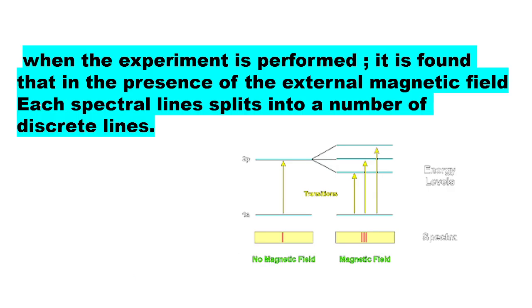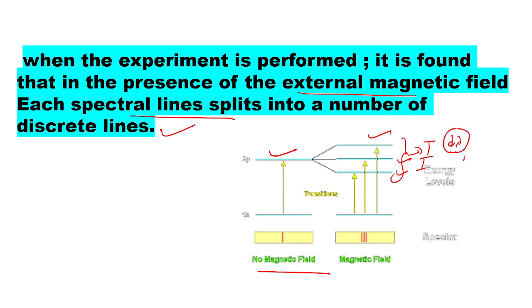So this was what he observed: in the presence of an external magnetic field, spectral lines split into a number of discrete lines, meaning its components. This is your spectral line when there is no magnetic field on the atom, and this is the condition when it is under the influence of an external magnetic field, where this single spectral line splits into three different spectral lines. These lines differ from the original spectral line by some dv or d lambda, meaning there is a certain definite difference between these spectral lines in terms of wavelength or frequency.